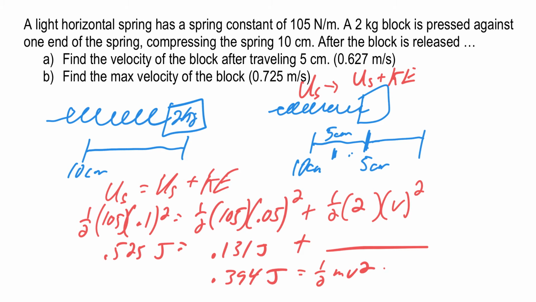Okay, and then we can just solve for that. 1/2 times 2, oh, that's nice. So we'll just go ahead and square root that. Square root of 0.394, and that gets me 0.627 meters per second.